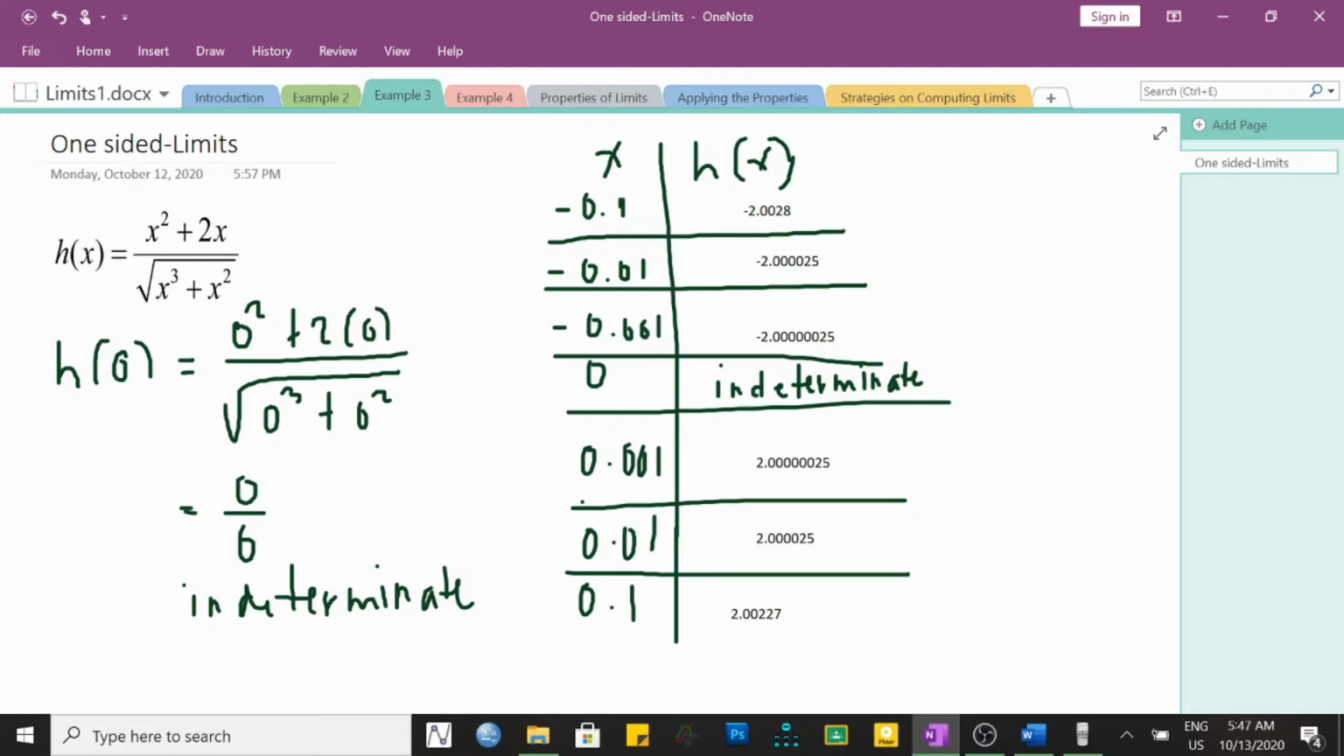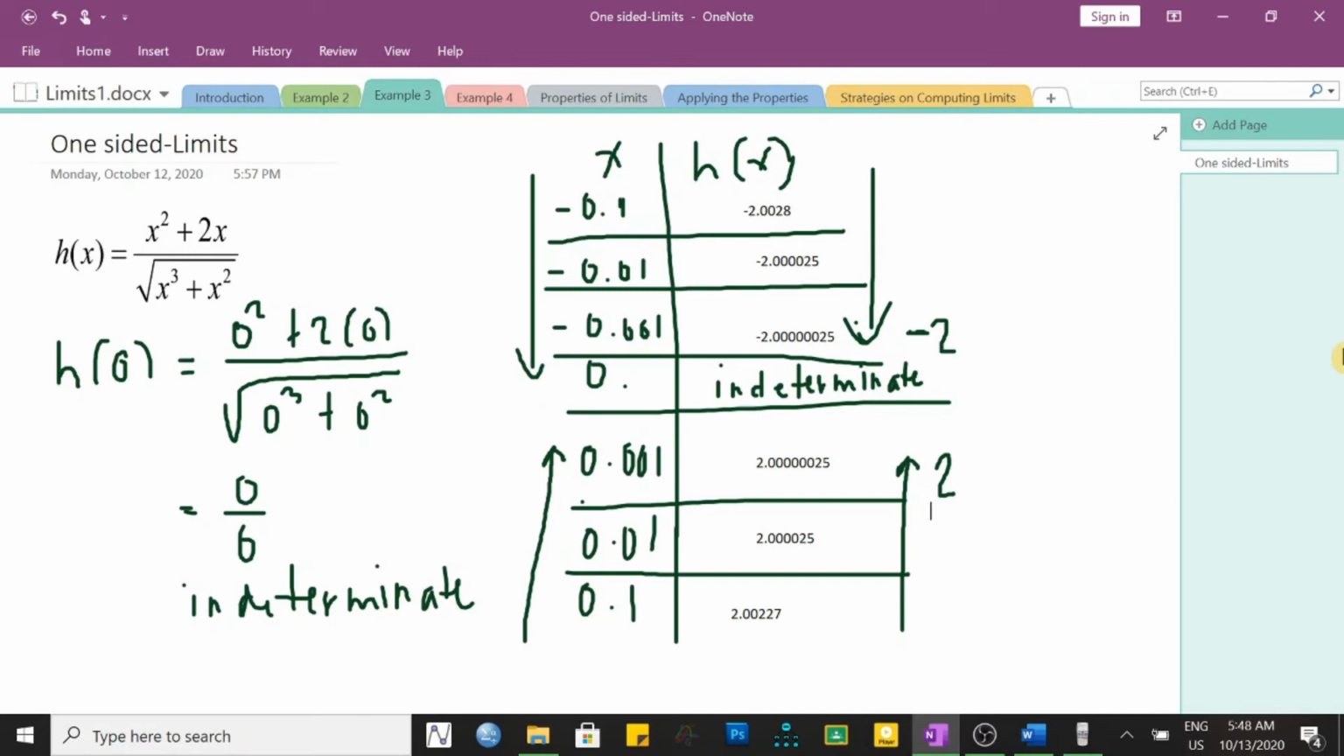Let us now explore what happens to h of x as x approaches 0 from the left side of it. What happens? It seems that h of x is approaching negative 2. It is getting closer and closer to negative 2. Let us also observe from the right side of 0. As x approaches 0 from the right side, what happens to h of x? It is approaching positive 2.